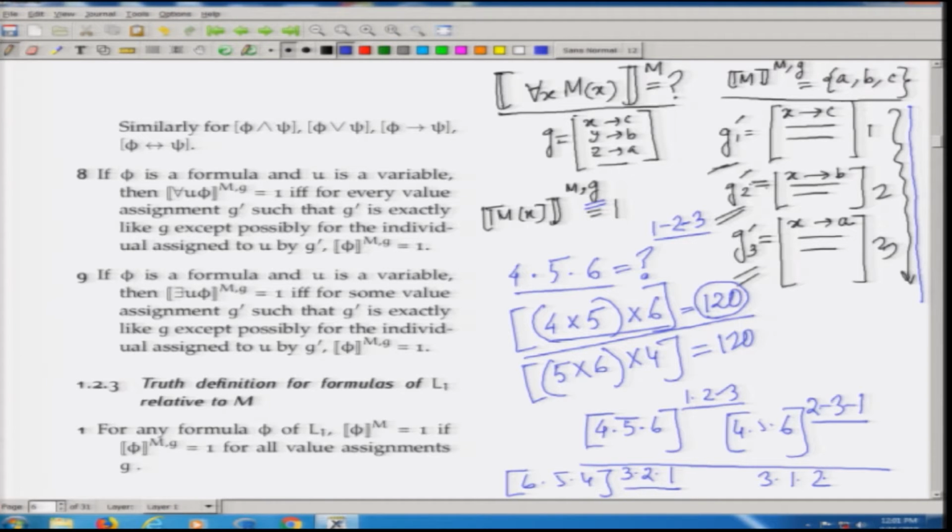So for that, just for saying this, there is another rule, that is this: for any formula phi of L1, the denotation of phi with respect to m is 1 if the denotation of phi with respect to m and g is 1 for all value assignments g. Now if one value assignment g computes it, all value assignments g also have computed it, as we have seen here.